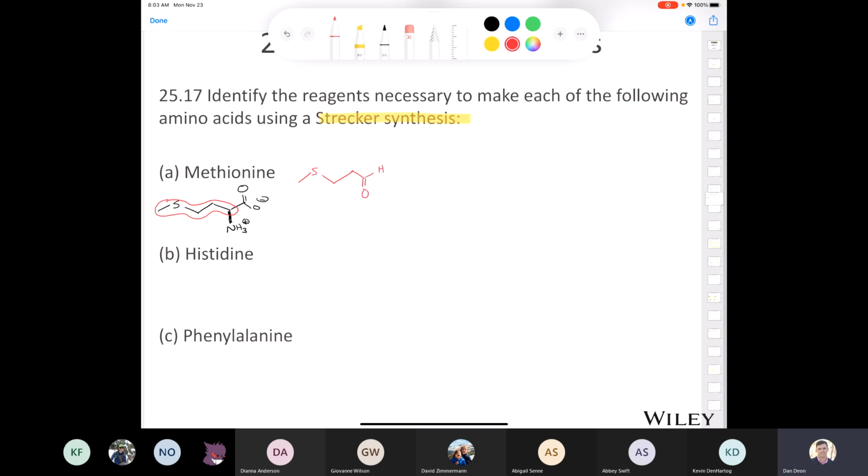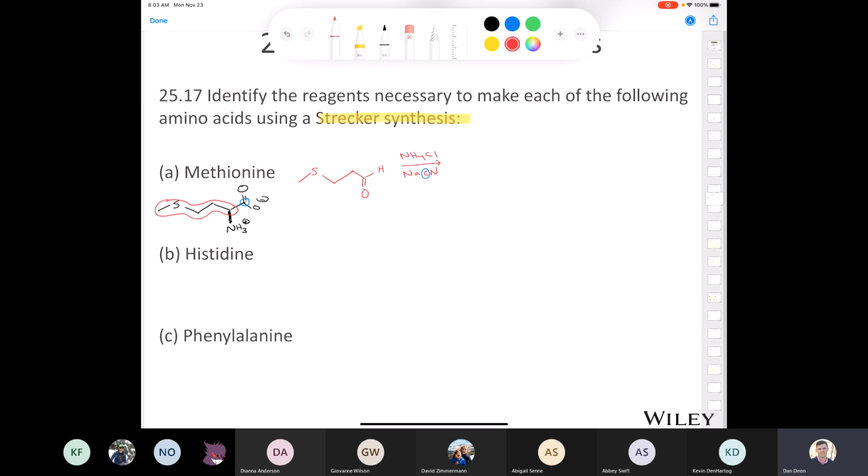So in the first step you're going to treat it with ammonium chloride and sodium cyanide. And notice that you're going to have to add this carbon here. This carbon with the carboxyl group is what you're going to end up with because you treat it with acid in the end. But that carbon comes from the cyanide, which becomes a nitrile when you produce the alpha amino nitrile.